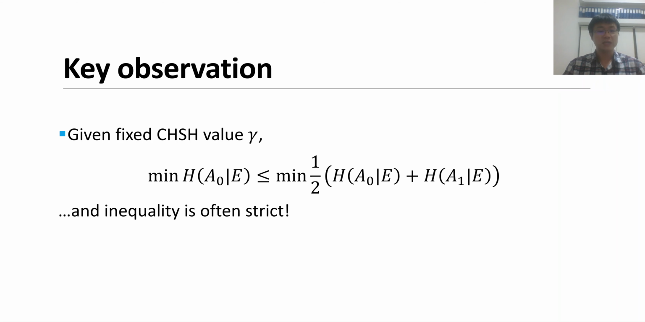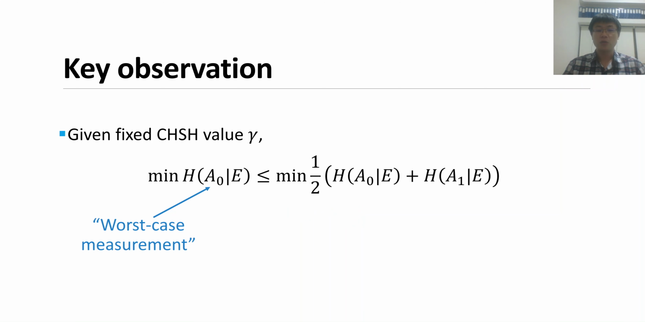Of course, you might ask, why should we expect this to be the case? And there is certain intuition that can be found behind why this inequality is often a strict inequality. This is because for the CHSH protocol, if we consider the expression just on the left, we have to allow the A0 measurement to be essentially the worst case measurement in the sense that it leaks the maximum amount of information to Eve.